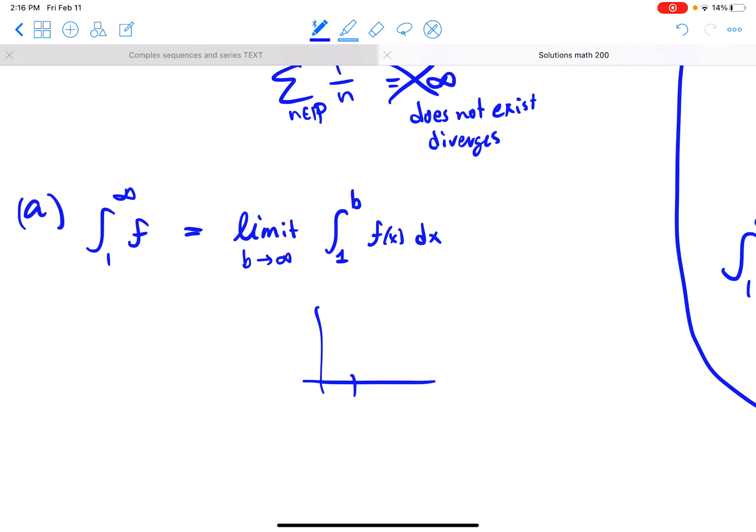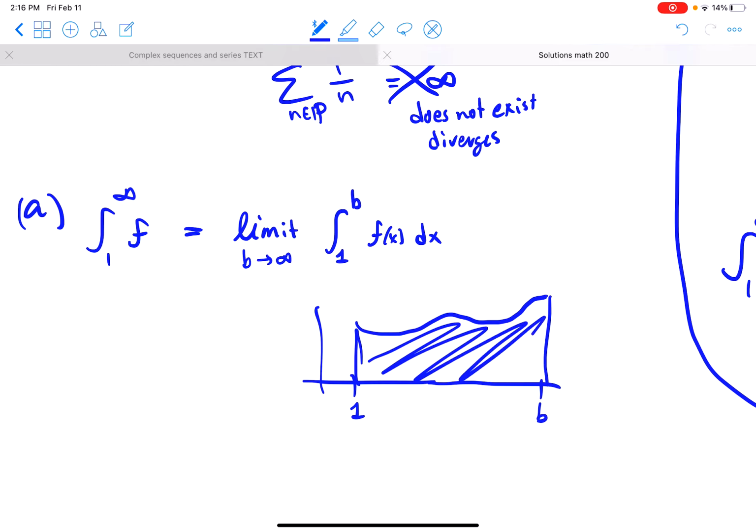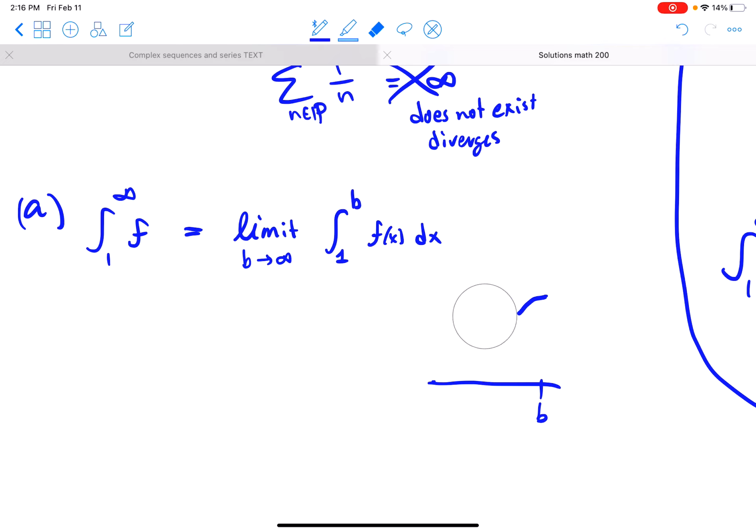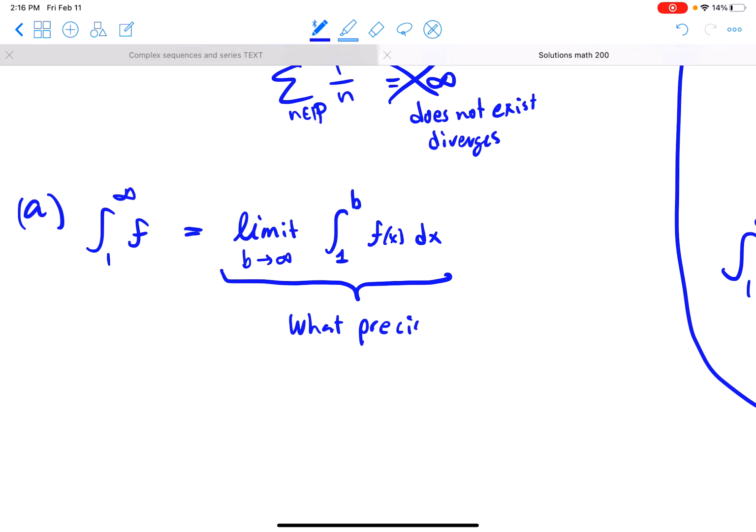Like somewhere here's 1, maybe over here is b, and somewhere is the graph of f, and this is a finite area that we call this number. This refers to this area. But what does this mean? What precisely does this even mean?